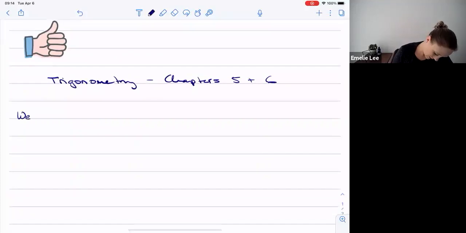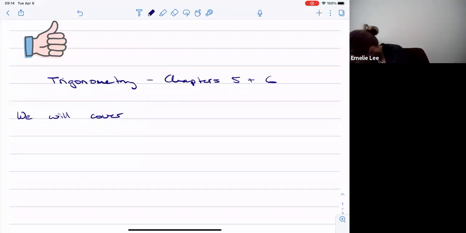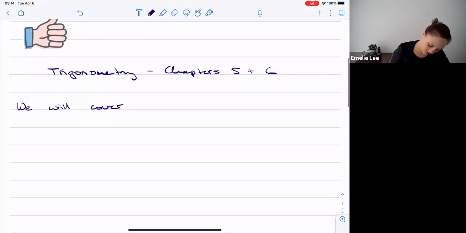We will cover, and you know what? I need to, I was hoping I had like a little grip for my pen. I write way too hard and towards the end of the term, it just hurts my hand. It's crazy. So I'm gonna try to write lighter.